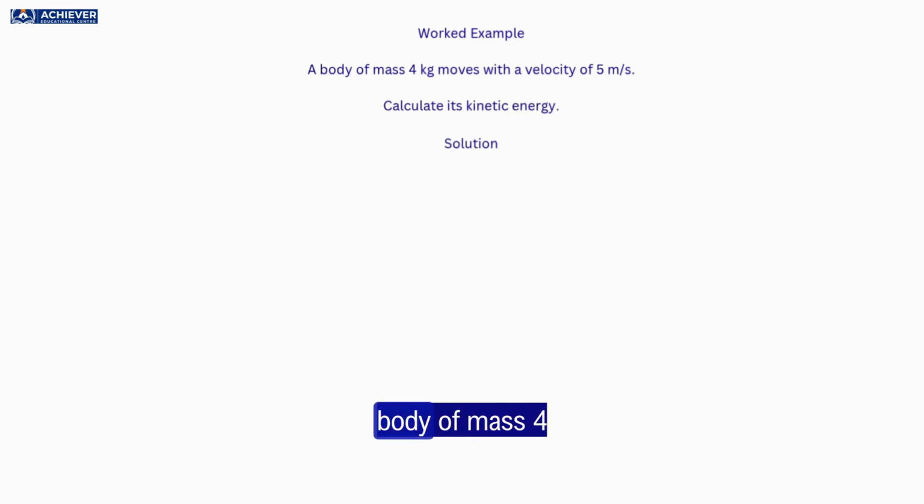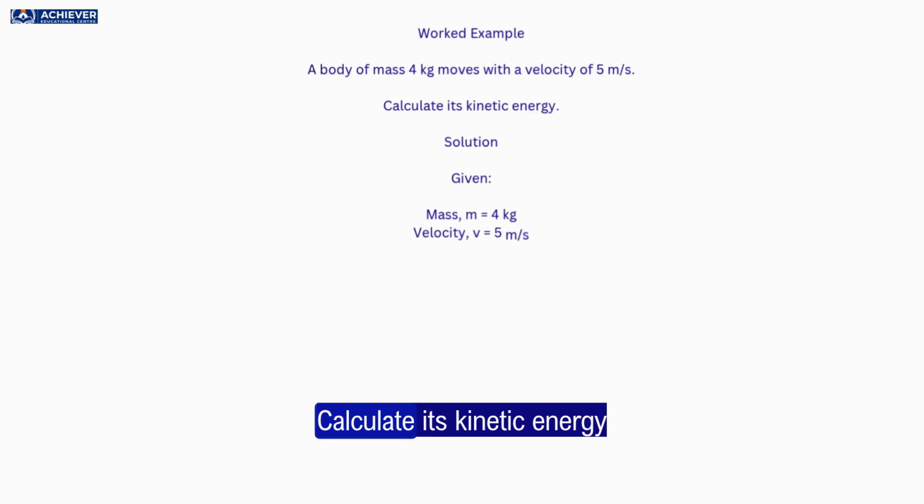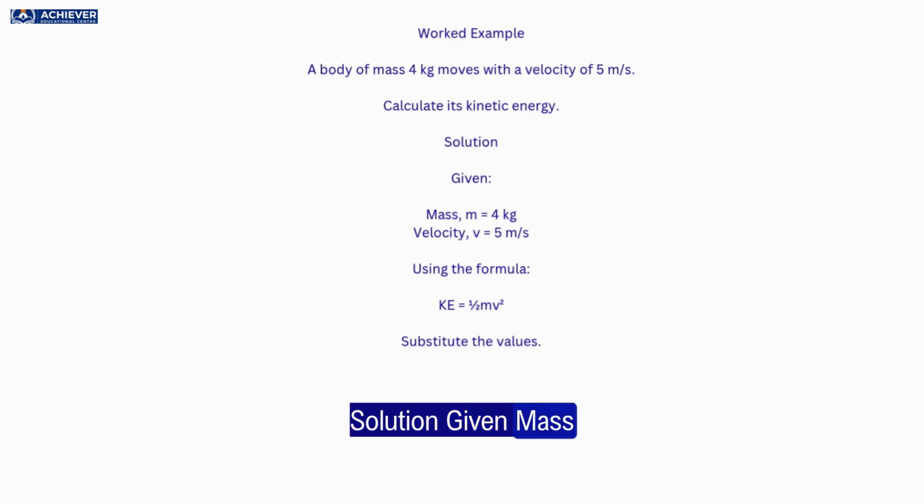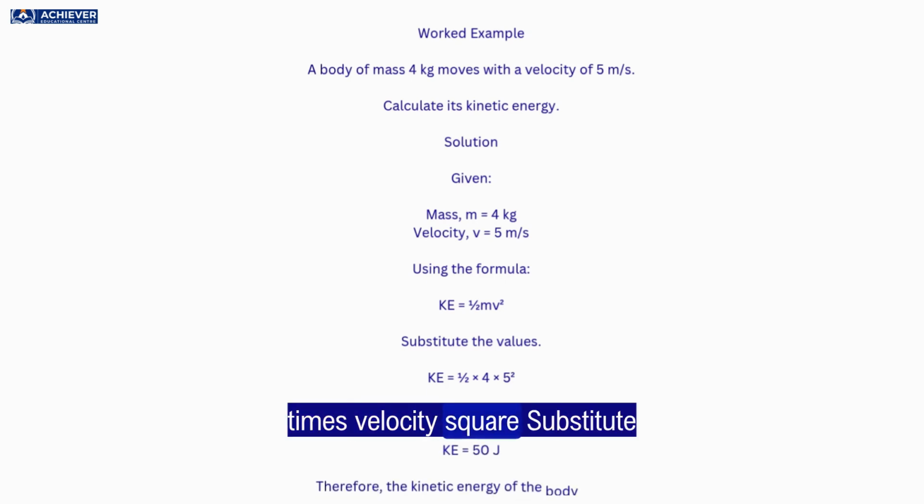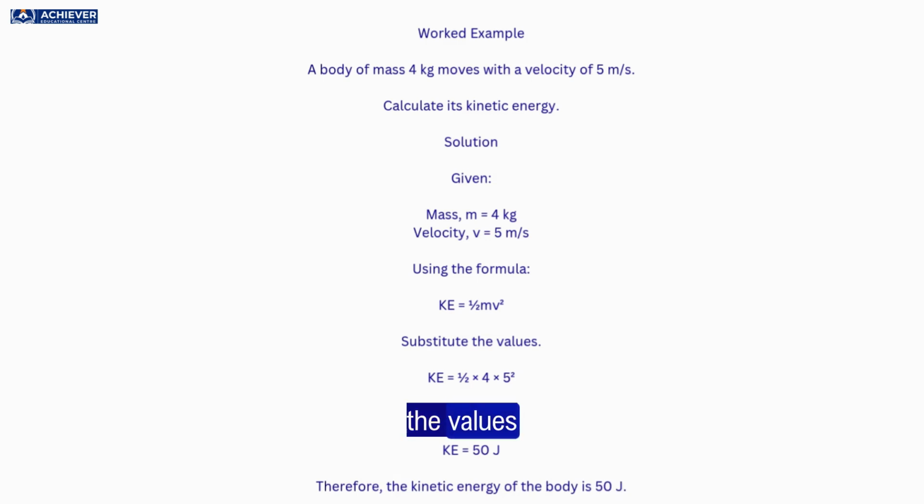Worked example. A body of mass 4 kg moves with a velocity of 5 meters per second. Calculate its kinetic energy. Solution. Given mass = 4 kg, velocity = 5 meters per second. Using the formula, kinetic energy = 1/2 m v². Substitute the values. Kinetic energy = 1/2 × 4 × 5². Kinetic energy = 50 joules. Therefore, the kinetic energy of the body is 50 joules.